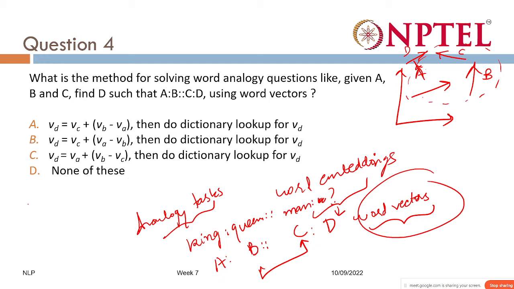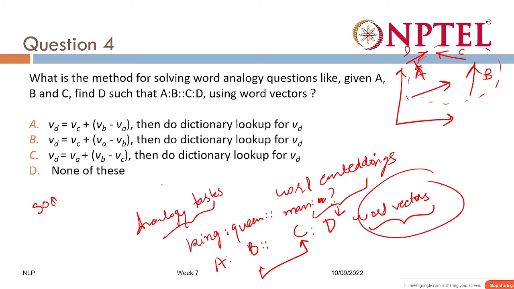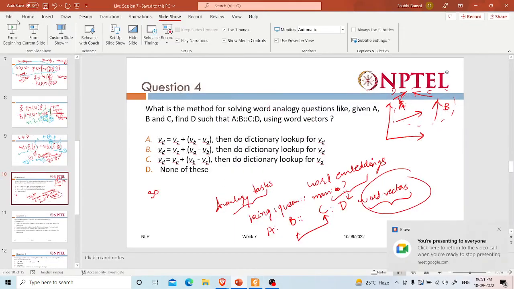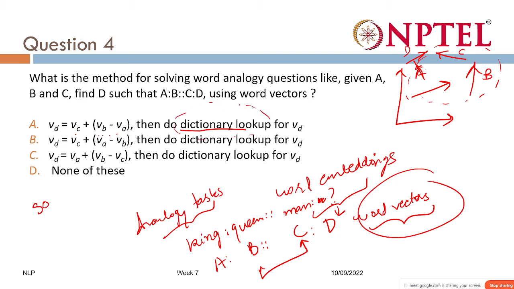And it is a single option correct. Let me know your answers in the chat box. This is very well discussed in the lecture. So please tell, will we do the dictionary lookup or not? You also have to take this thing into account. The formula is correct that we will do VC plus VB minus VA, but whether we do the dictionary lookup or not, this also you have to take into account.